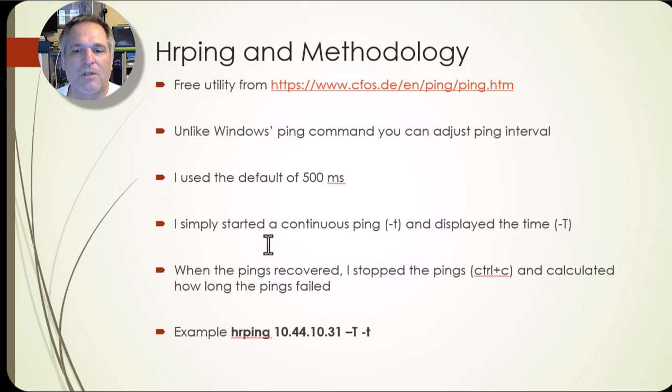So all I did was I simply started a continuous ping, and I used the display time option for hrping. So I can see the pings, I can see the times. When it stops, I see what time it was. When the pings resume, I see what time it was. I subtract the 2, I got my number. It's that simple. You can do this far more exhaustively if you want. You can do way better tools than what I'm using, but I figured I'll just use off-the-shelf stuff so people have less of an excuse to actually do it. So my ping here looks like hrping, my IP address, -T for the time, and lowercase -t for continuous.